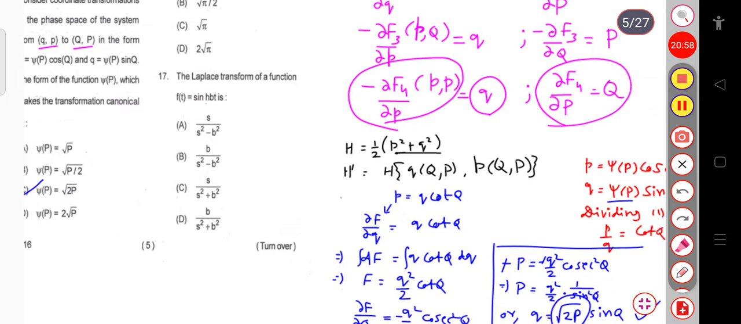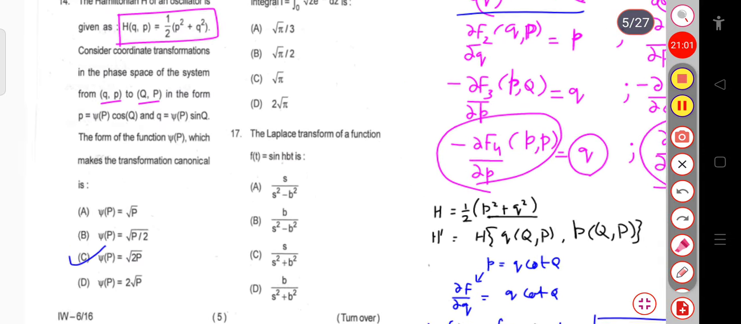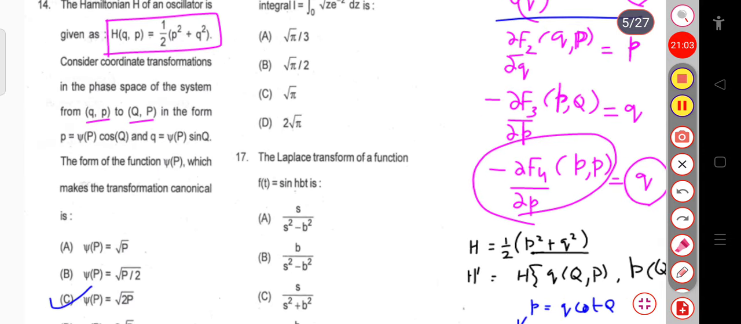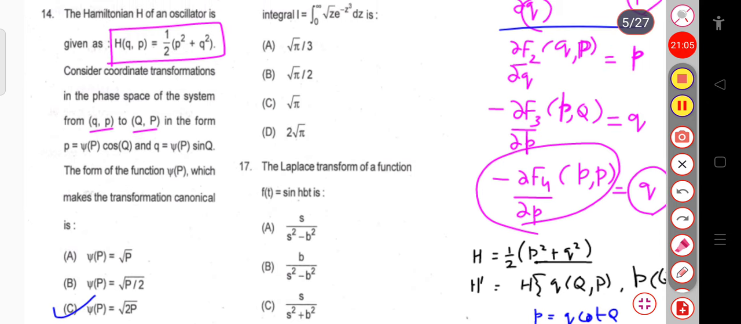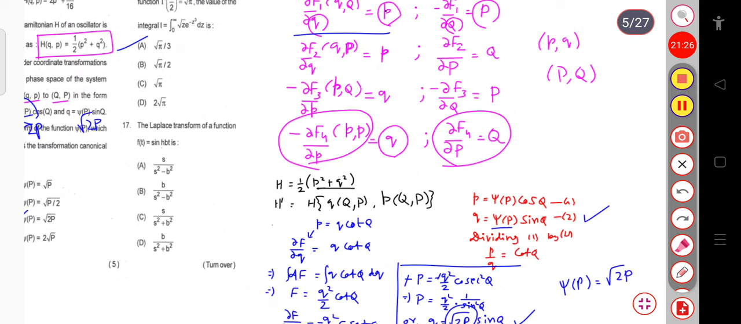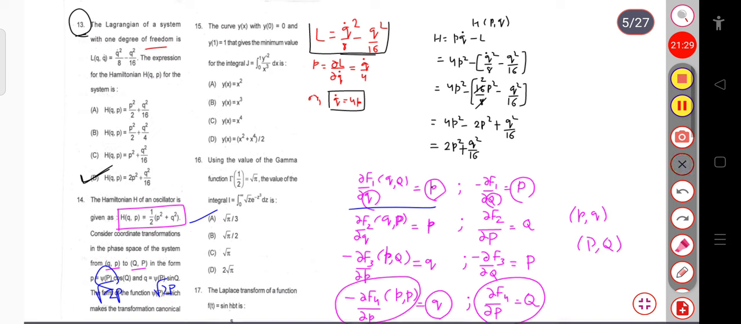So no need to calculate, because if you have solved it many times, from the question you can directly check the Hamiltonian is this much, and in place of psi p the question is already in the form root over 2p sin q. Root over 2p cos q is your small p, and root over 2p into sin q is small q, so you can directly say the psi p value equals root over 2. Otherwise you can also check in this way. Okay, now let us see the next question.